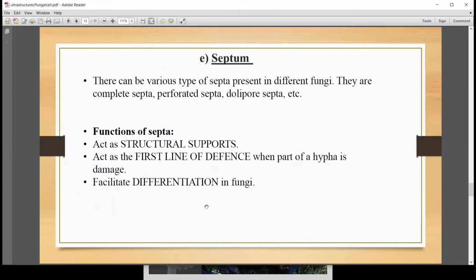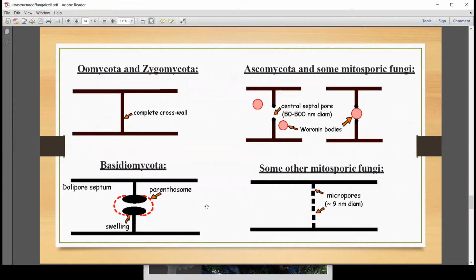Septum. There can be various types of septa, as we talked about the different types of septa in our last lecture. Septa present in different fungi are complete septa, perforate septa, and dolipore septa. Function of septa: act as structural support, act as the first line of defense when part of hypha is damaged, facilitate differentiation in fungi. That is Oomycetes, Zygomycetes, Ascomycetes, different types of septa.